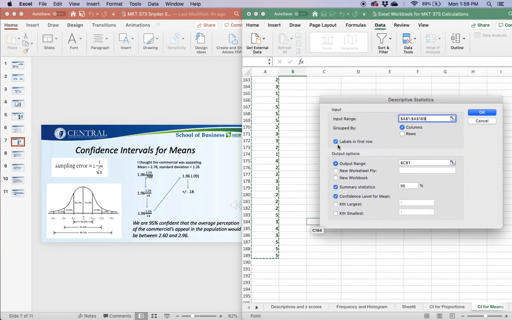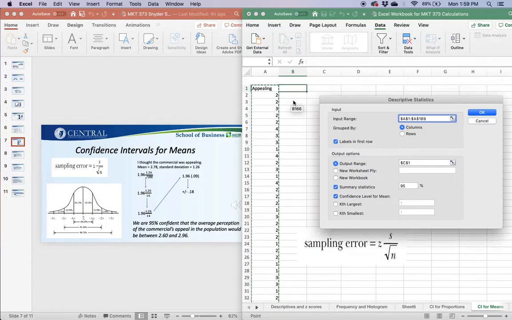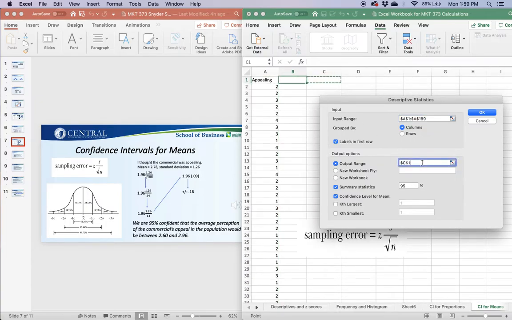We have to make sure that "Labels in first row" is clicked on. We also have to identify the output range. And so to do that, we'll click here. And I'm going to go ahead and place this output right into B1. We have to have Summary statistics clicked, and we also have to have Confidence Level for Mean clicked.